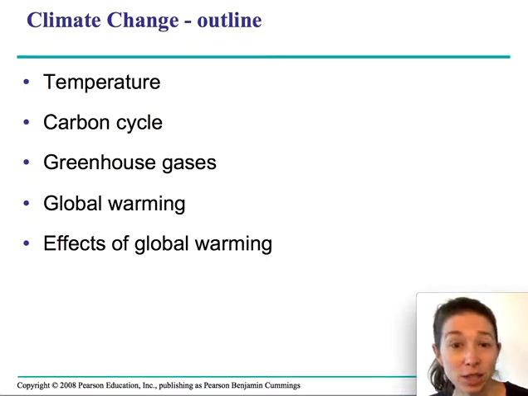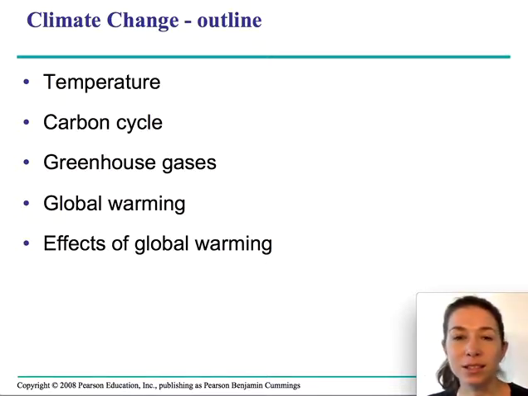Okay, let's get started. So we're going to talk about global warming, and in this particular lecture we're going to start by talking about temperature, global temperature, and how temperature affects living organisms, which I'm sure you can think of some ways it does. We're going to reiterate the carbon cycle, which has been a very important, recurring theme in our lectures, so we're going to go over it one more time very quickly.